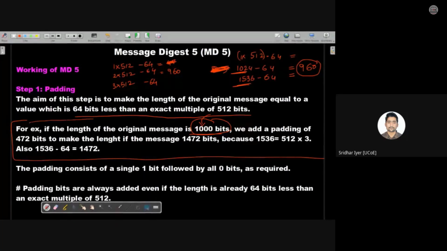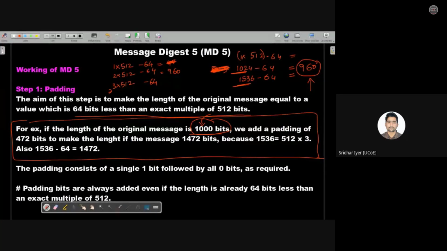Again, take this example, and understand it carefully. For example, if the length of the original message is 1000 bits, I can't accommodate these 1000 bits into two blocks, because at the max, in two blocks we can add only 960 bits. Yes or no? So we move ahead with the third multiple.